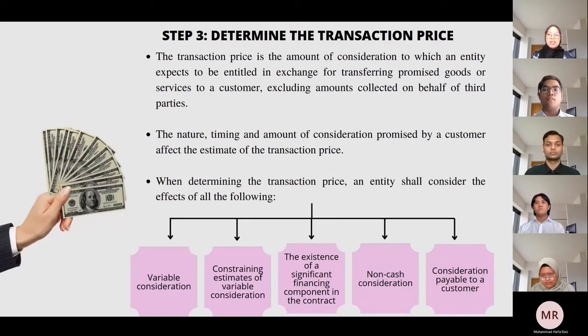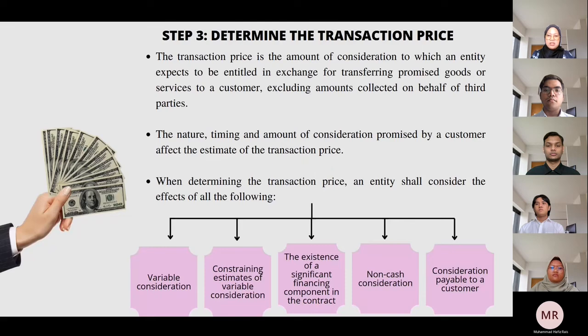Step 3. Determine the transaction price. The definition of the transaction price is the amount of consideration to which an entity expects to be entitled in exchange for transferring promised goods and services to a customer, excluding amounts collected on behalf of third parties. There are 3 factors that can affect the estimation of transaction price, which are the nature, timing, and amount of consideration promised by a customer.